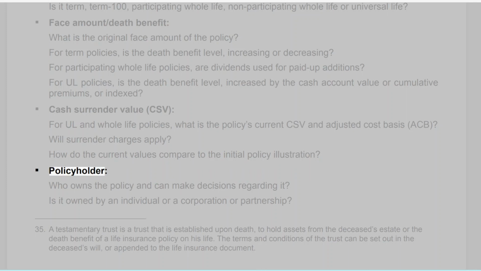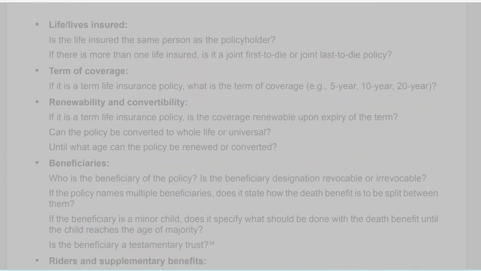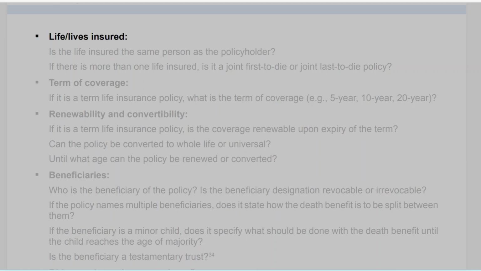Policyholder: who owns the policy and can make decisions regarding it? Is it owned by an individual or a corporation or partnership? Life / lives insured: is the life insured the same person as the policyholder? If there is more than one life insured, is it a joint first to die or joint last to die policy? Term of coverage: if it is a term life insurance policy, what is the term of coverage, for example, 5-year, 10-year, 20-year?